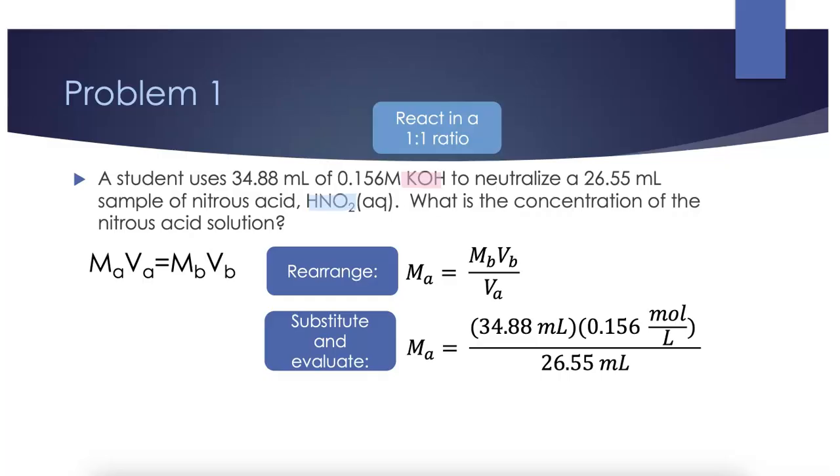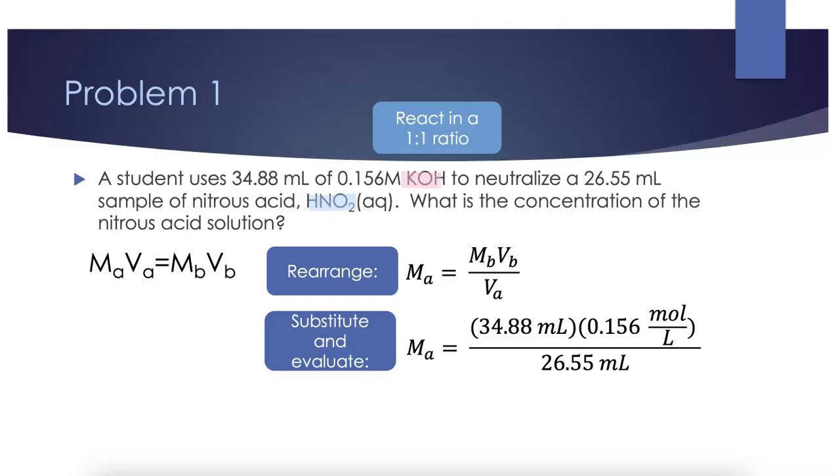I want to point out one of the handy things about MAVA equals MBVB: it doesn't matter actually what concentration unit it is. It doesn't have to be molarity, it has to be the same on both sides. The volume doesn't have to be in liters, I just need to have the same volume unit on both sides. And if you look at my rearrangement, the unit of milliliters is going to cancel out, and it's going to leave me with molarity, which is what I want.